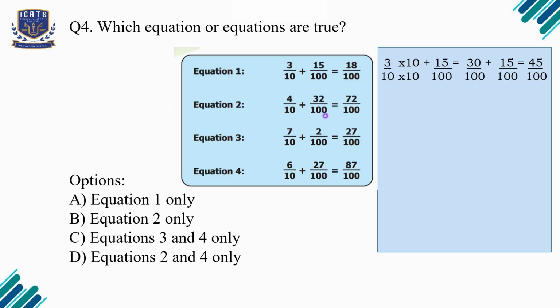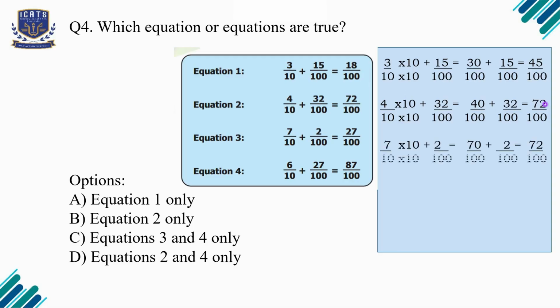Here again 100 is in the denominator of one fraction and 10 is in the denominator of the other fraction. So we will convert 10 into 100 by multiplying it by 10. So 4 tens are 40, 10 tens are 100. When we add 40 and 32, the answer is 72. It means our equation 2 is correct.